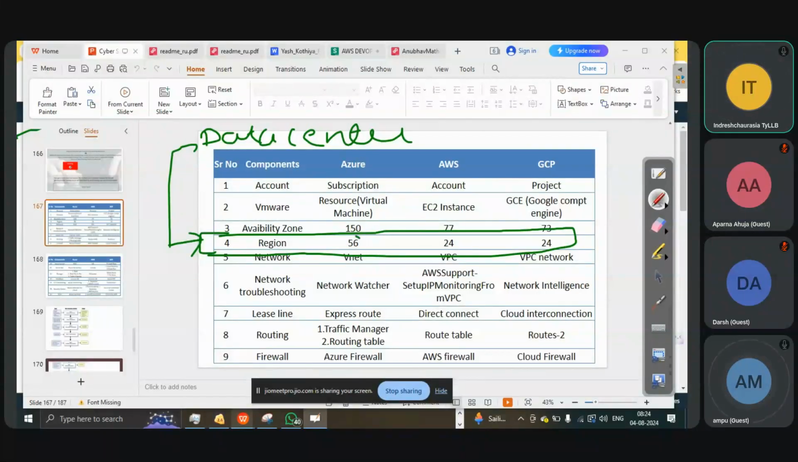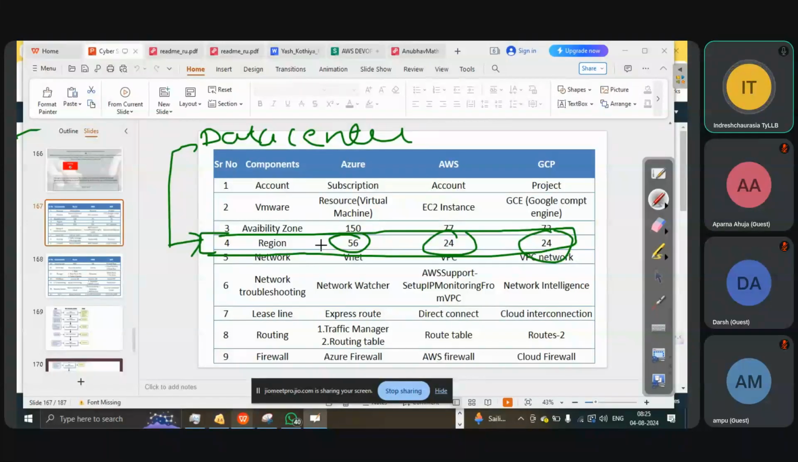When I say Azure, it is 56, AWS is 24, and GCP is 24. So what are you going to say about this 56? Azure has 56 data centers in 56 countries. When I say region, always remember it means a data center in the countries. AWS has a data center in 24 countries. GCP has a data center in 24 countries.